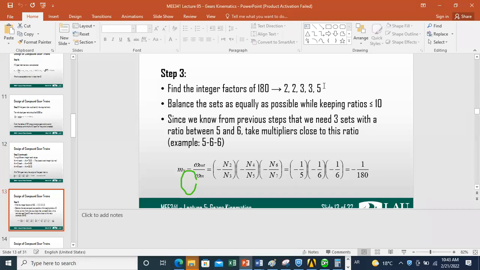I can decompose it, okay? I can see that 180 can be decomposed into 2 times 2 times 3 times 3 times 5. I want to select 3 sets, and I try to have the 3 sets as close to each other as possible. Here, if you take 2 times 3, you get 6, and another 2 times 3, you get 6, and you have 5. So you can write 180 in the form of 5 times 6 times 6.